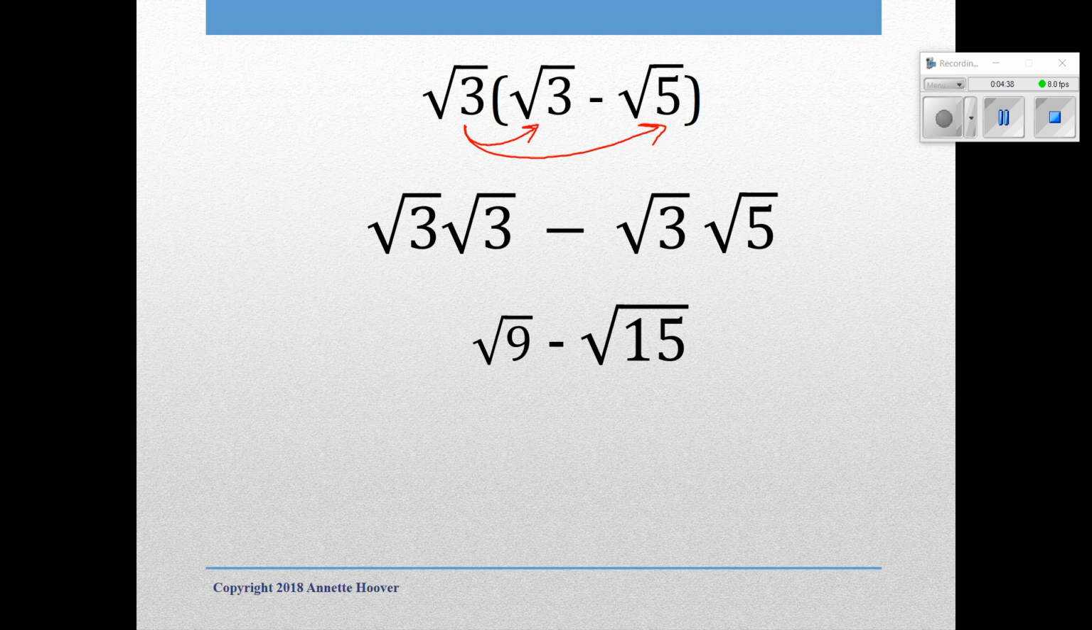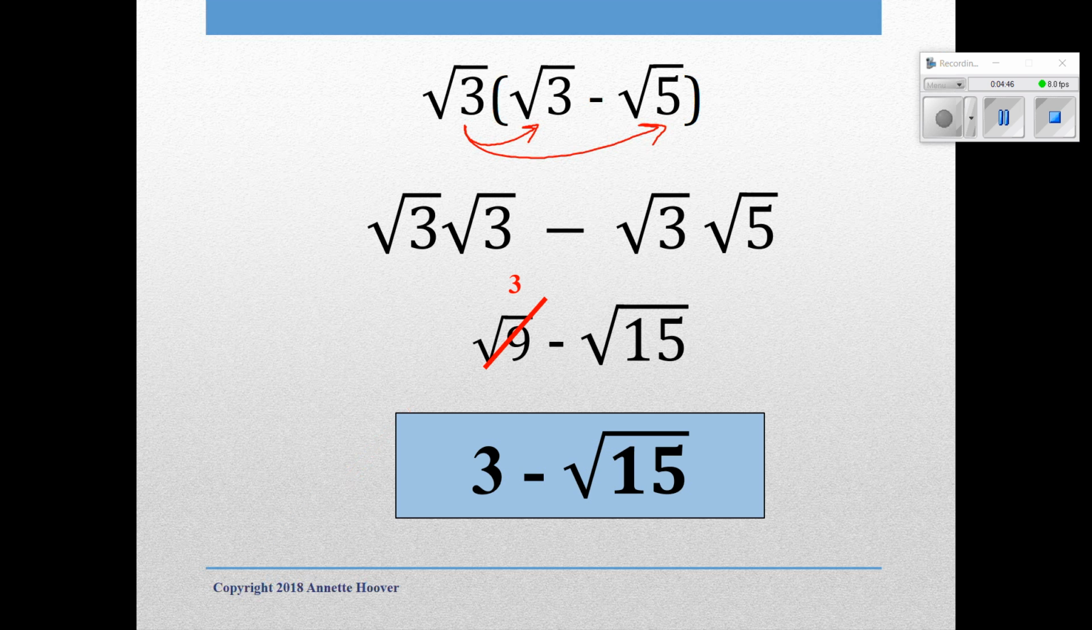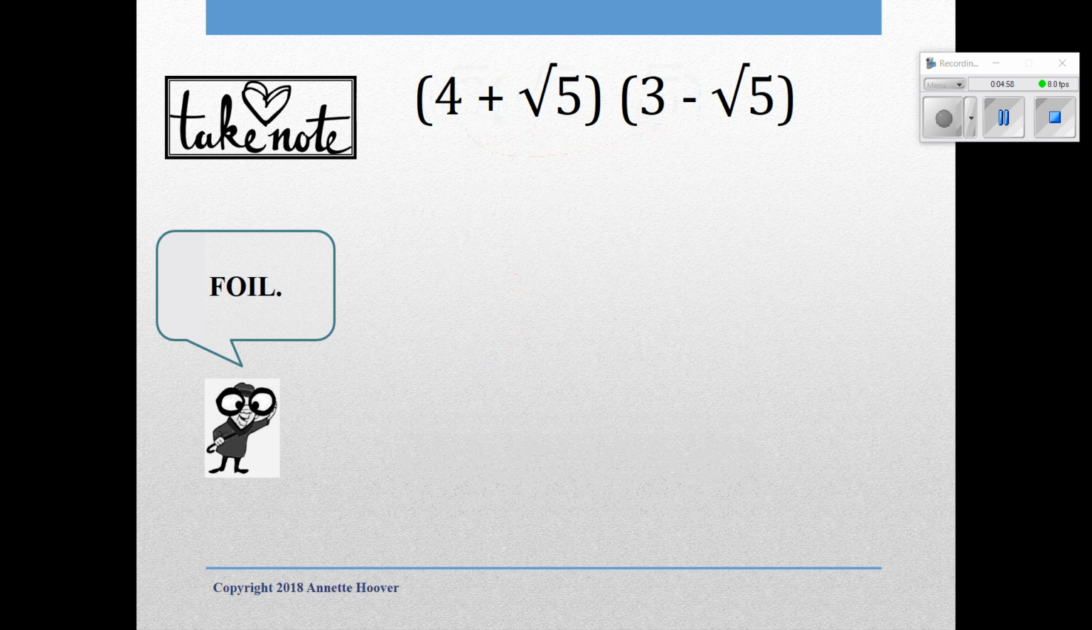So now we have to see if we can simplify these. 9 is a perfect square, so we can take the square root of that, which is 3. 15 does not have two factors where one of them is a perfect square, so it is simplified as far as it can go. So our final answer is simply 3 minus the square root of 15.